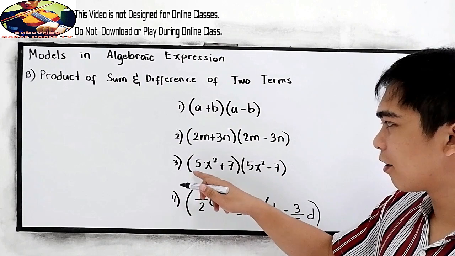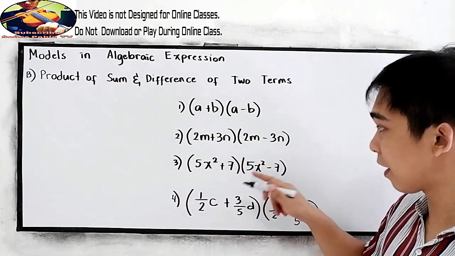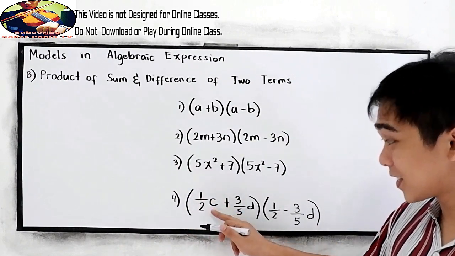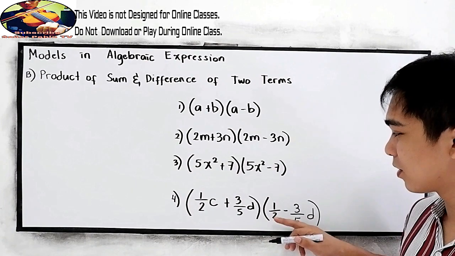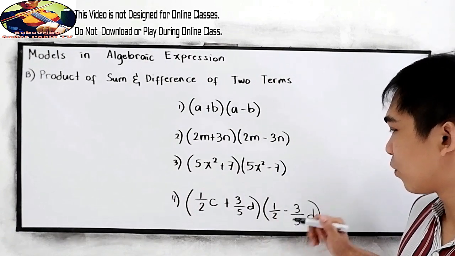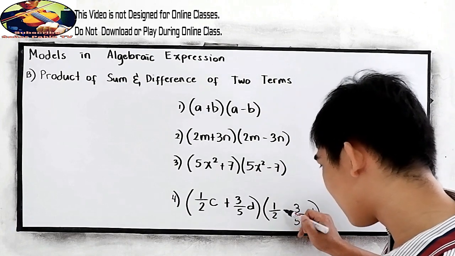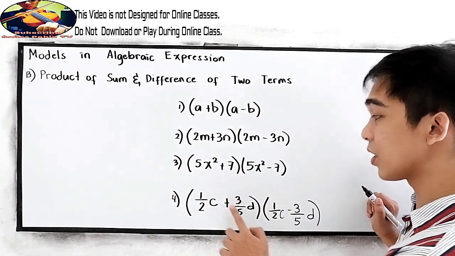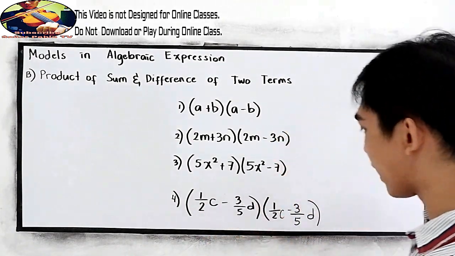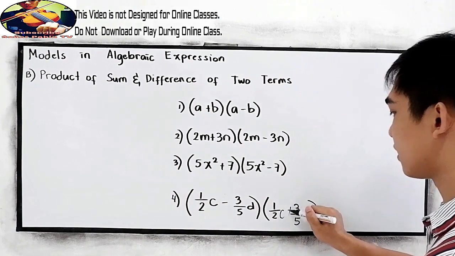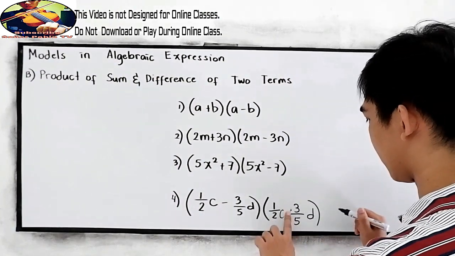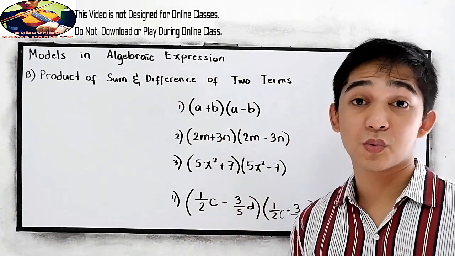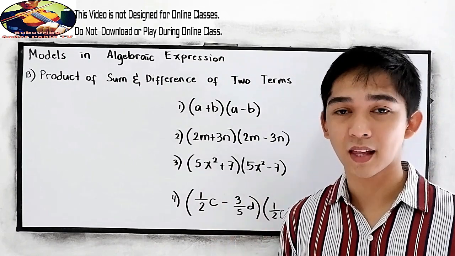And number 3, 5x squared plus 7 times 5x squared minus 7. And number 4, 1/2 c plus 3 over 5d times 1/2 c minus 3 over 5d. So it can also be interchanged. It can be minus here, then plus on the other expression.